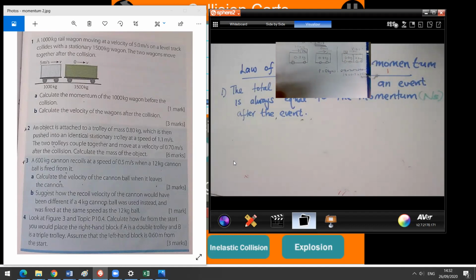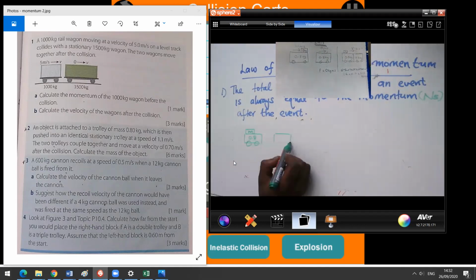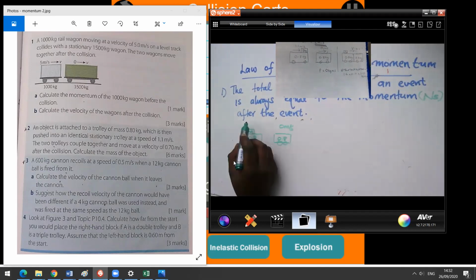But this isn't the actual momentum because we don't know what this mass is. Even if we don't know it, let's go back to before the collision. You have some unknown mass M. You know this is 0.8. That's 0.8. This is before, and this is at 0 meters per second. You know this is traveling at 1.1.